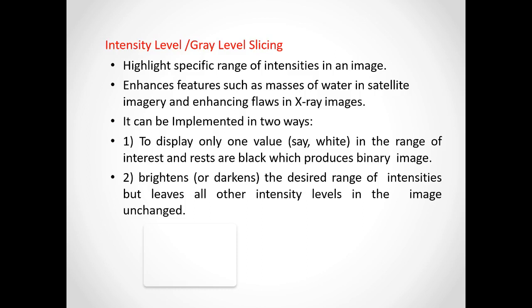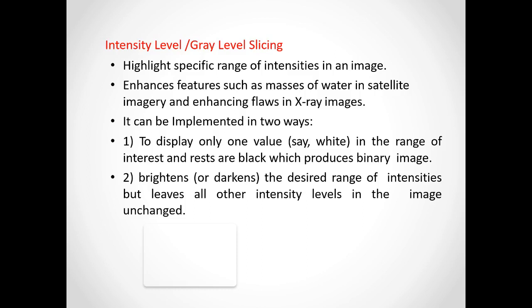Next one is gray level slicing. Gray level slicing is used to highlight a specific range of gray levels in a given image. If we want to highlight some specific gray levels, we can use gray level slicing. It can be implemented using two approaches. The first approach is to display a high value for all gray levels in the range of interest and a low value for all other gray levels.